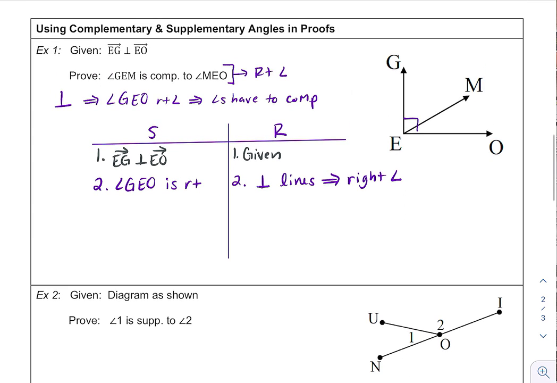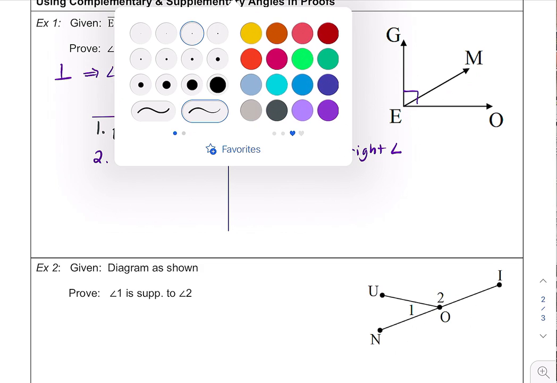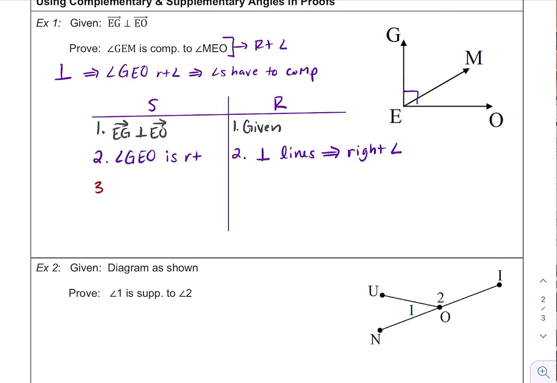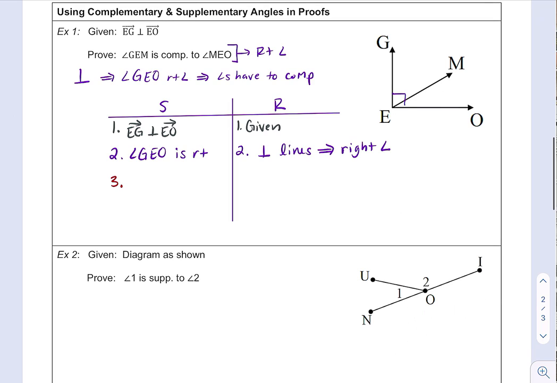Okay, so now thinking back to our definition. If two angles form a right angle, then those two angles are complementary. Visually here, angle GEM and MEO make up that right angle, so that means by our definition, those have to be complementary. So therefore, we are at our conclusion. We do not need any other steps. I figured that out by making sure I've said everything by our definitions. So angle GEM is complementary to angle MEO. And then the reason is going to be our definition of complementary angles.